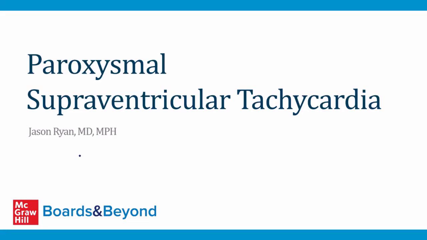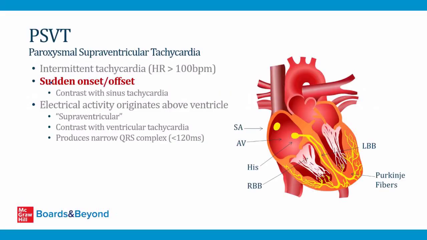Hello, everyone, and welcome to our module on paroxysmal supraventricular tachycardia. So let's start by talking about what we mean when we say paroxysmal supraventricular tachycardia, or PSVTs. PSVTs are arrhythmias that result in intermittent tachycardia, and by tachycardia, I mean a heart rate over 100 beats per minute. And they have a sudden onset and offset.